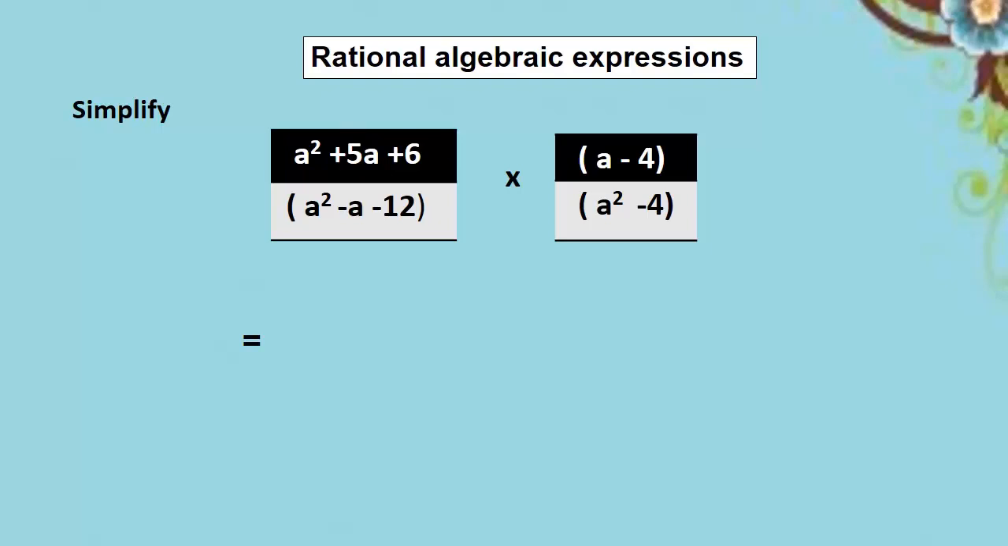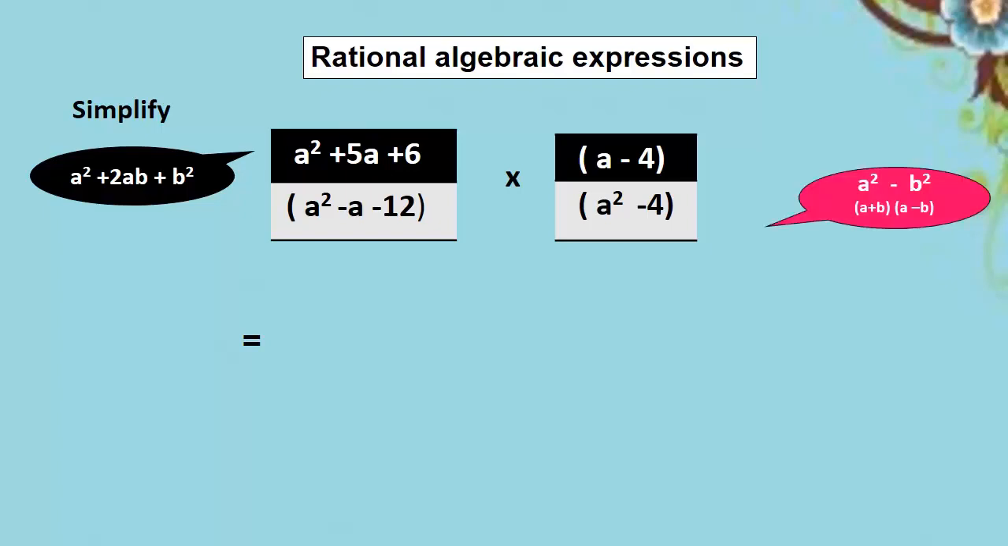Now these are the sums based on rational algebraic expressions. You can see here the algebraic expressions are multiplied. So first we will solve each individual numerator. (a square plus 5a plus 6) upon (a square minus a minus 12). This is nothing but like a square plus 2ab plus b square. So here children, the factors of 6 will be 3 and 2. So (a plus 3)(a plus 2). Similarly, a square minus a minus 12, this will be with 4 and 3.